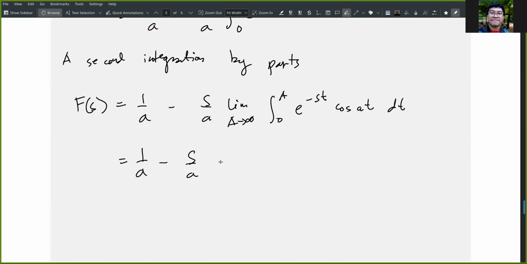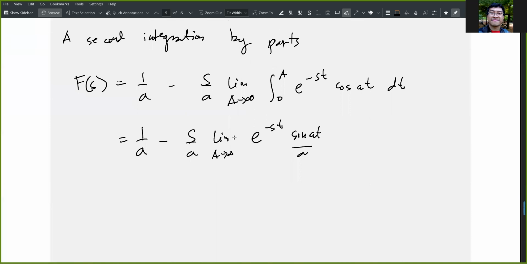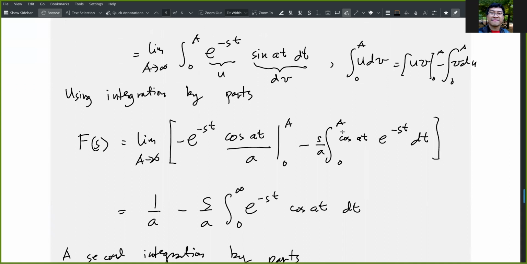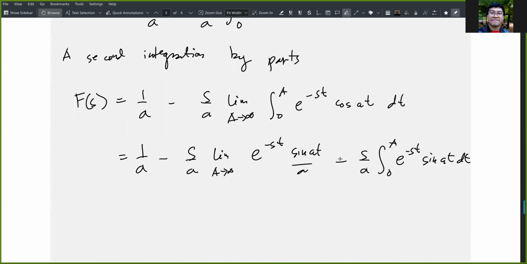So take the limit as a approaches infinity of e to the minus st sine at over a. This becomes our dv. This is our u. Derivative of sine is positive, so we don't need the negative sign here. We don't need this negative sign. And then minus s over a, integral from 0 to a of e to the minus st sine at dt. So we have here cosine at and e to the minus st. Take the derivative of e to the minus st, you get a minus sign. Take the derivative of cosine, you get also a minus sign. But here, if we take the derivative of sine, that's positive cosine. So this is simply positive due to the negative here.